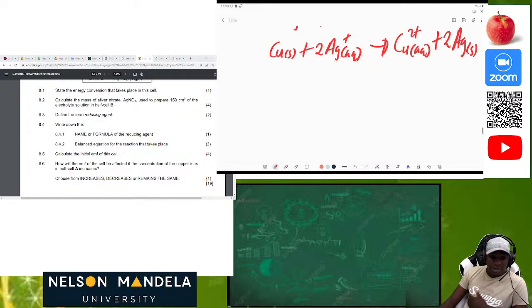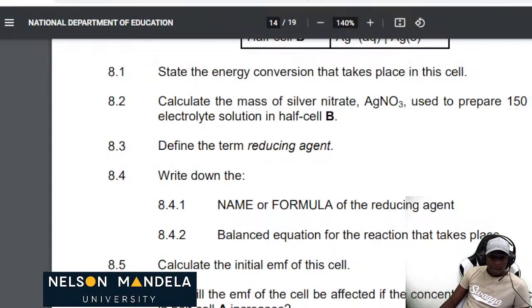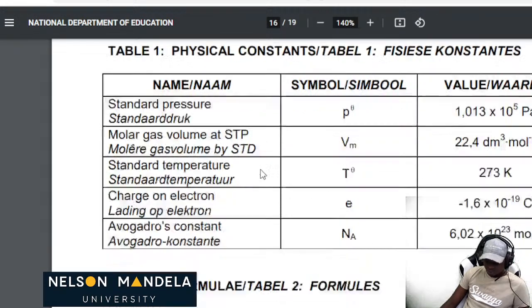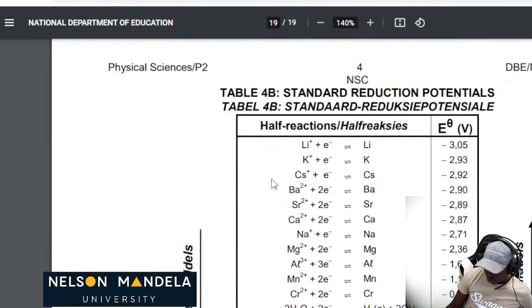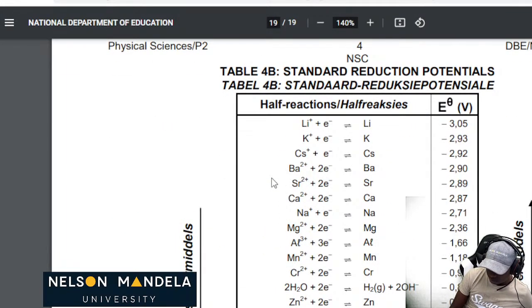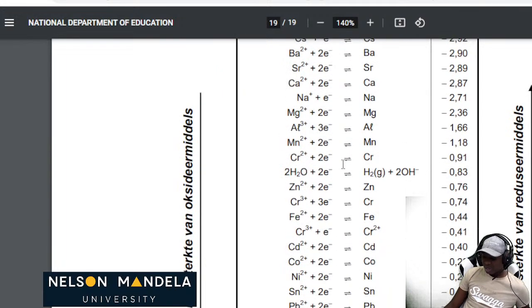Now we also go back to our table 4b. Let's go together so that we can see together. From here, oxidation is taking place on copper, which means copper is the reducing agent, and Ag is going under reduction. So now when we are calculating the E naught cell, we are looking at E cathode.